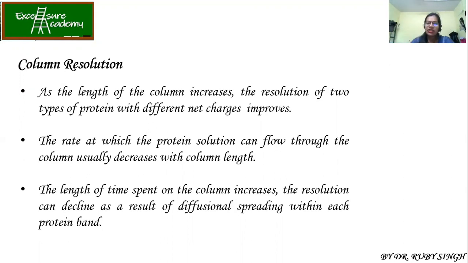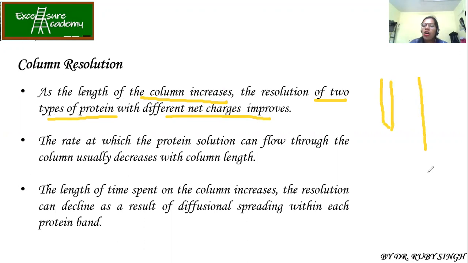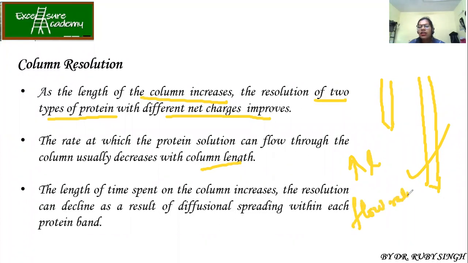Okay. So for this, we are going to talk about how to improve the resolution of the column. The first point is that as the length of the column increases, the resolution of two types of proteins with different net charges improves. So if you have a 10 centimeter column or a 20 centimeter column, which one is going to give you the better resolution? It is your longer column. The rate at which the protein solution can flow through the column usually decreases with column length. So what is happening? Increase in length, flow rate will decrease.